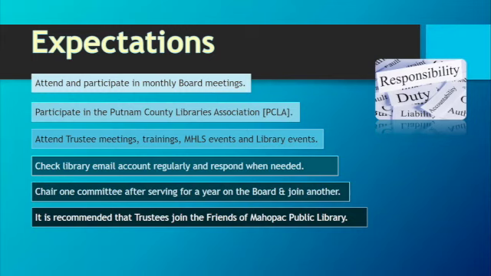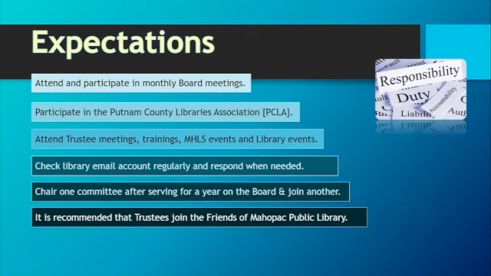Attend trustee meetings, trainings, Mid-Hudson events, and library events. Of course, you're not expected to attend every event. Board meeting attendance, as mentioned previously, is very important. However, it's always nice to see a trustee at a library-sponsored event. It's a great way to meet patrons and see how well the programs are run. The Mid-Hudson Library System, also known as MHLS, offers a wide range of trainings for trustees.